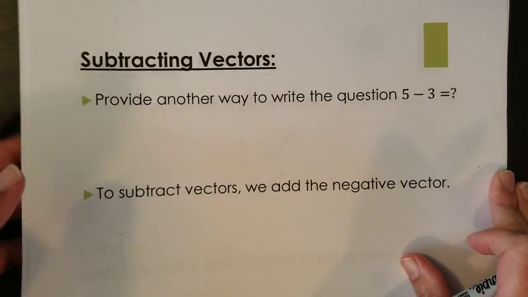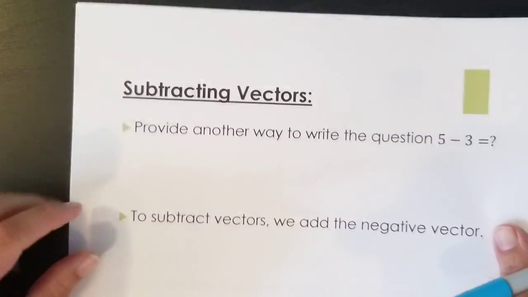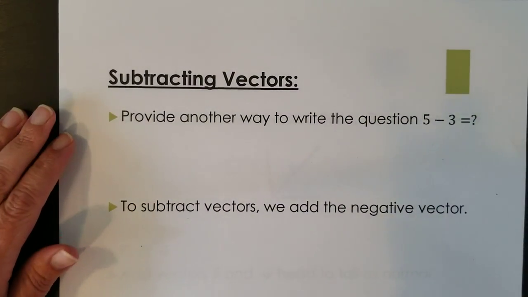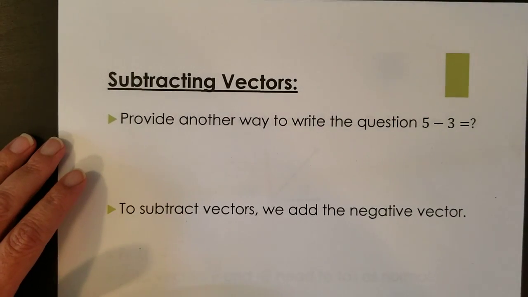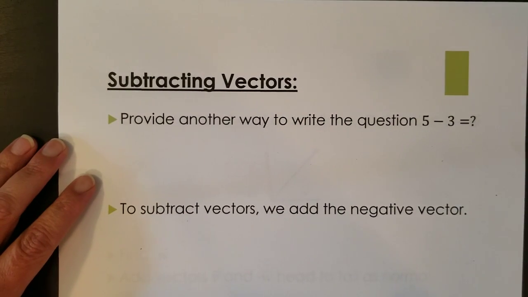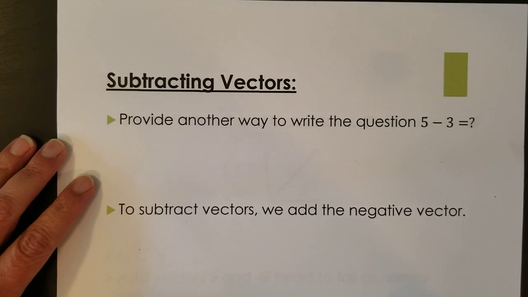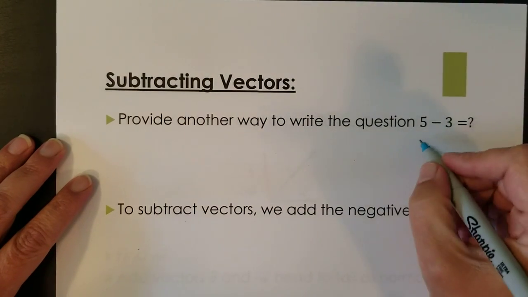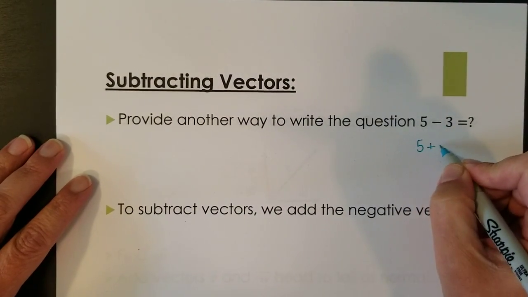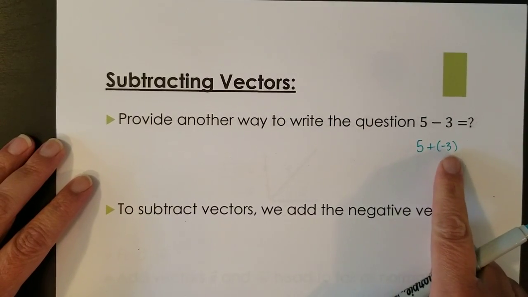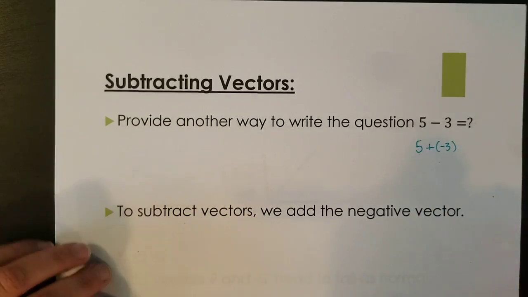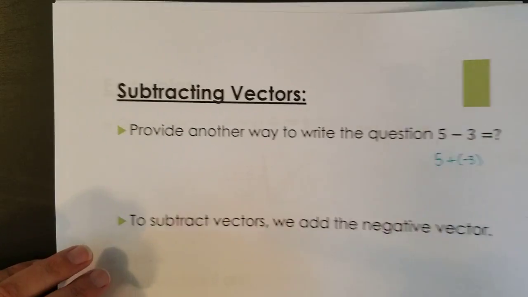If we're talking about subtracting vectors, there basically isn't a way of subtracting vectors. All we're going to do is add a negative vector. So if we were doing 5 minus 3, that's actually the same as 5 plus negative 3. If we only have addition, but we have integers, we don't even really need subtraction. And that's how it works with vectors.